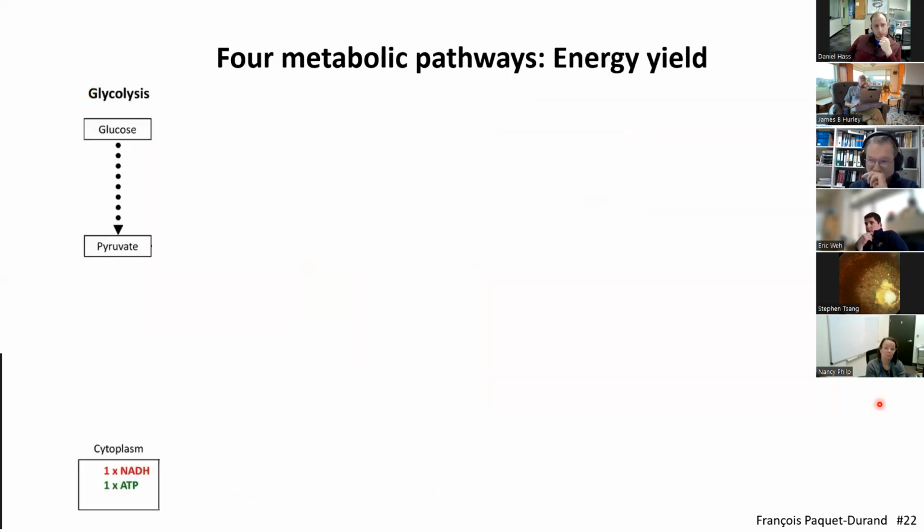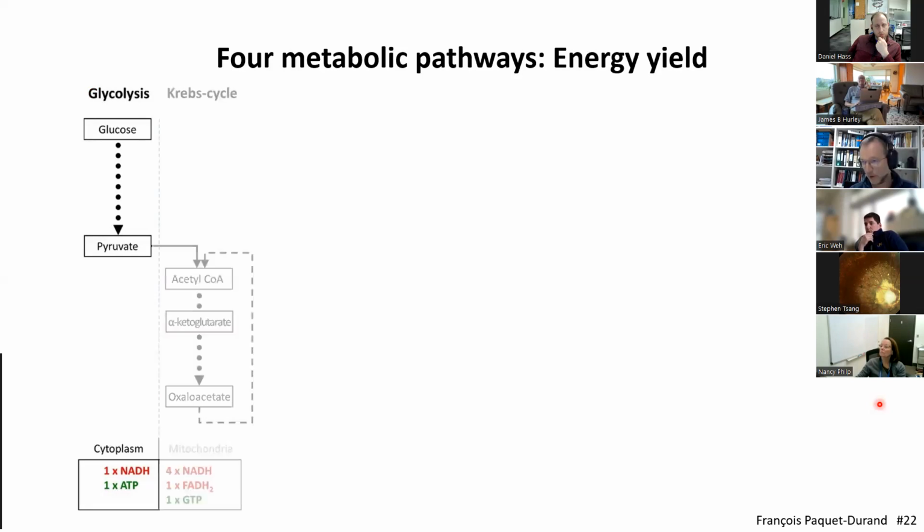And now, how would this work out in terms of energy yield for these different pathways? How much ATP could you generate from this? In the classical setup, you would have glycolysis running in the cytoplasm. Glycolysis would generate 1 NADH and 1 ATP per pyruvate molecule. Then the pyruvate could enter the mitochondria, and in the full Krebs cycle, you would generate up to 4 NADH, 1 FADH, and 1 GTP.